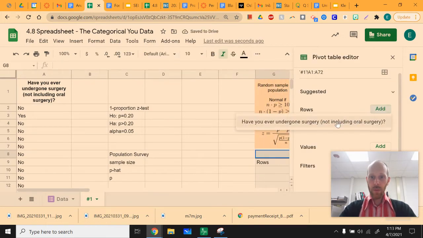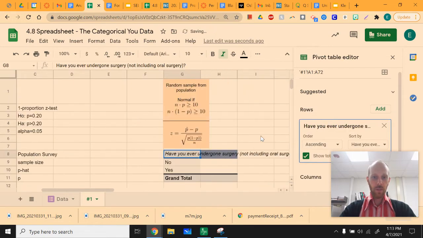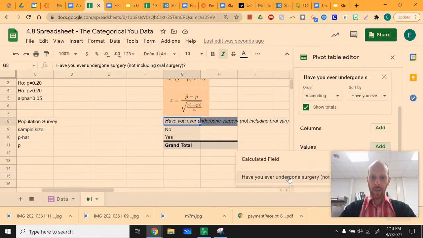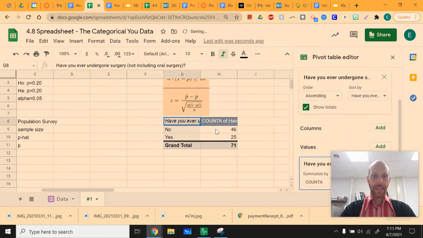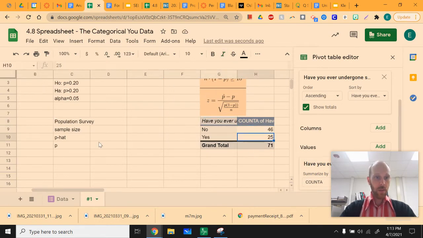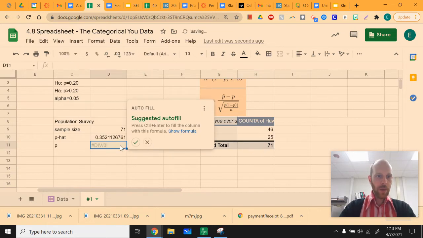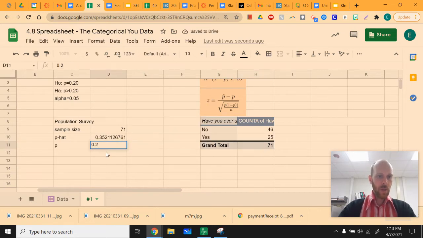I want my rows to be, have you ever undergone surgery? So it's going to look like this. Options are yes or no. And then if you just go down to values and say, have I ever undergone surgery, it's going to give you the counts. So 25 yeses, 46 nos. That tells us that our sample size is 71. Our p hat is going to be equal to the yeses divided by the 71. And we know that our p is what we get from the hypotheses, so that's going to be 0.2. All right, so you've got that.